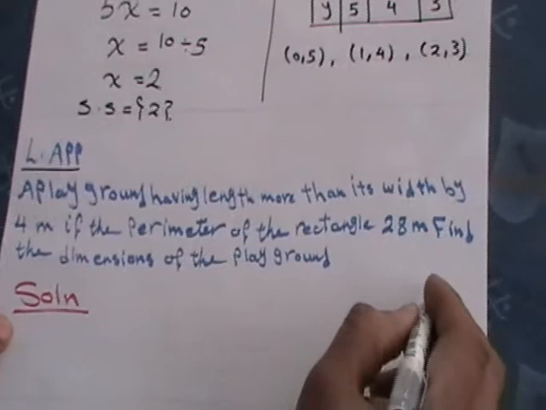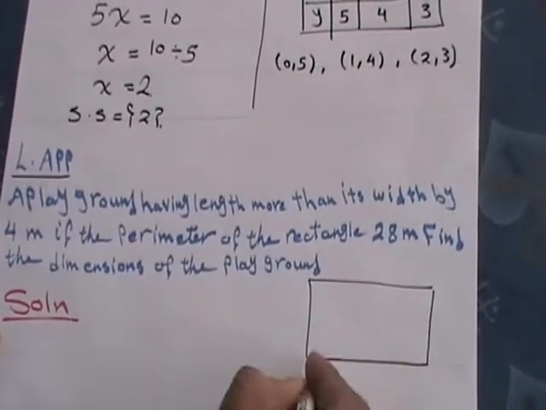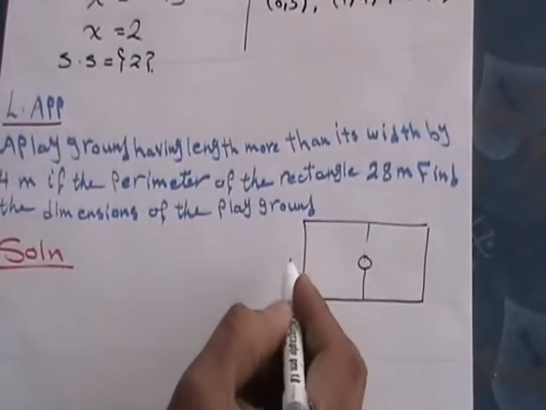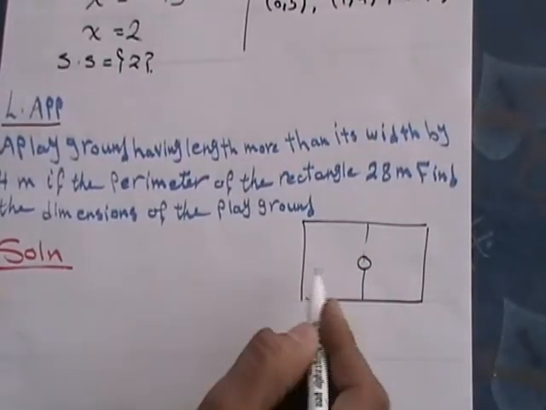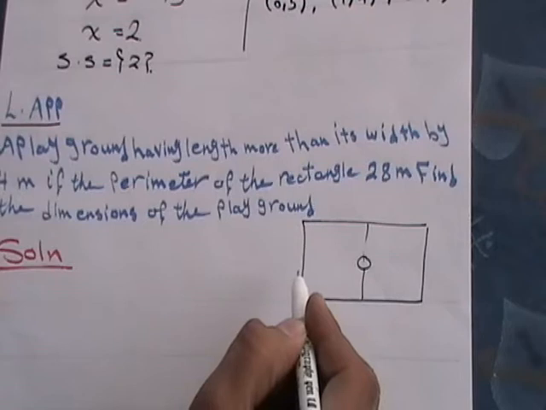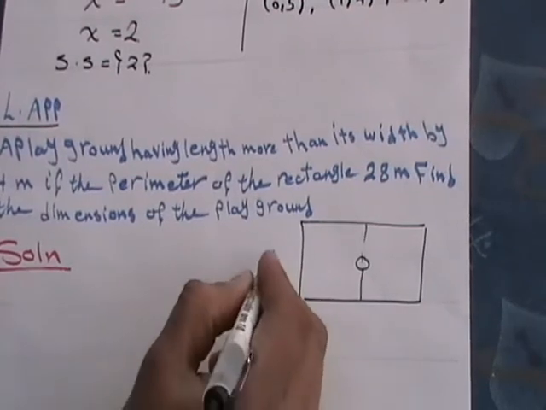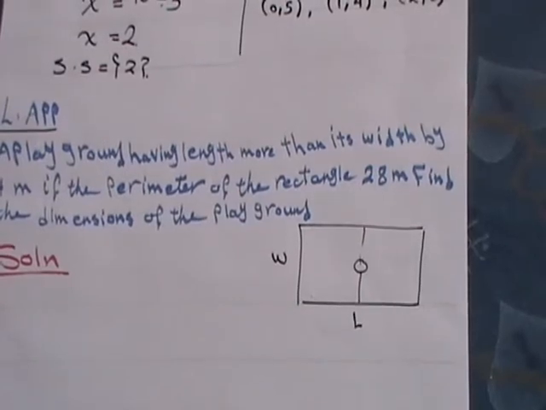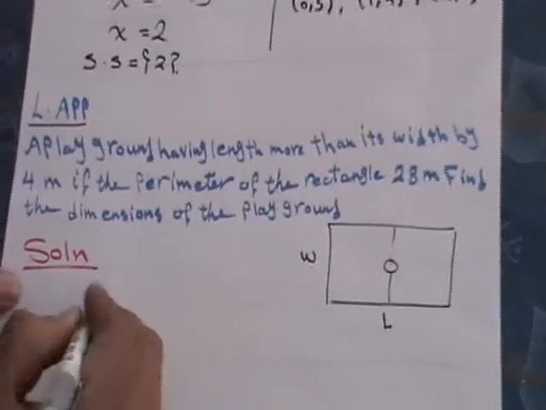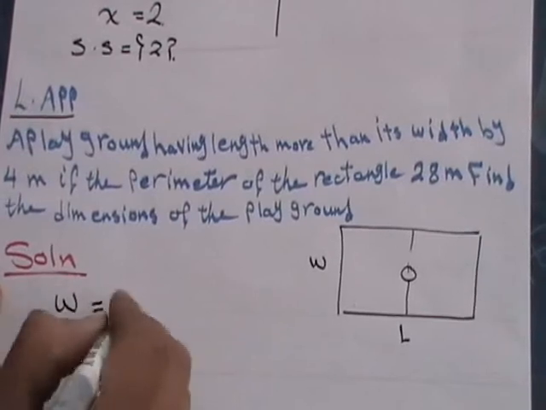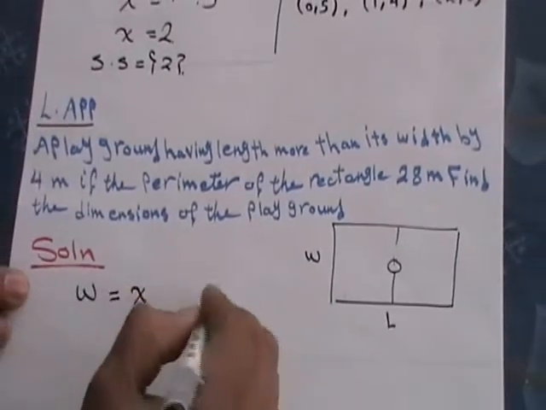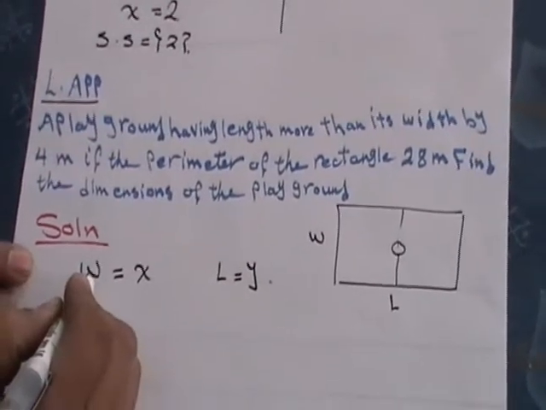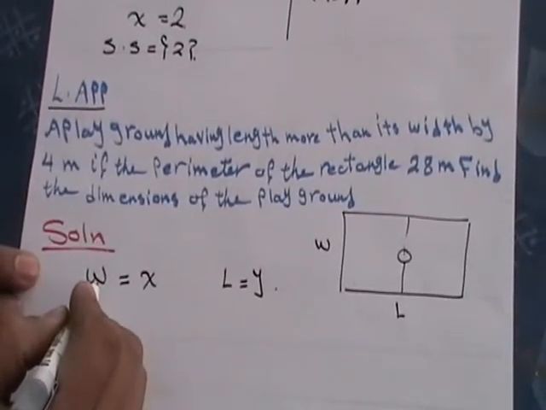If I have a playground like this, here is the playground. I have here the center. Any playground will be in the form of a rectangle. This rectangle contains length and width. I have here the width and here I have the length. First, you will suppose that the width is x and the length is y. So we supposed that the width of the rectangle is x and the length is y.